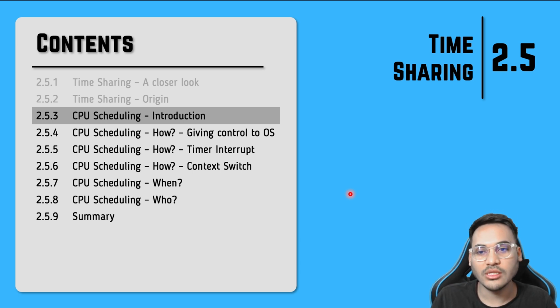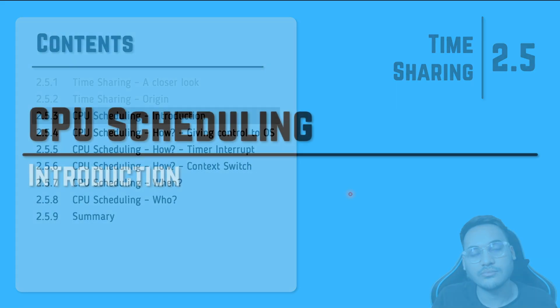Now, in the previous few videos, we have talked about time sharing and its origin, right? Now we are going to start looking at how it is actually implemented inside the operating system. We are now going to talk about the implementation part, right? Time sharing is implemented via this concept of CPU scheduling, and that is what this video is about. We are going to introduce the concept of CPU scheduling and see how it is used to implement time sharing. So without further ado, let's get started.